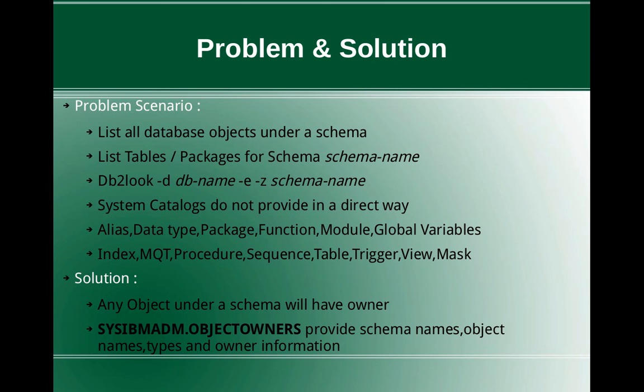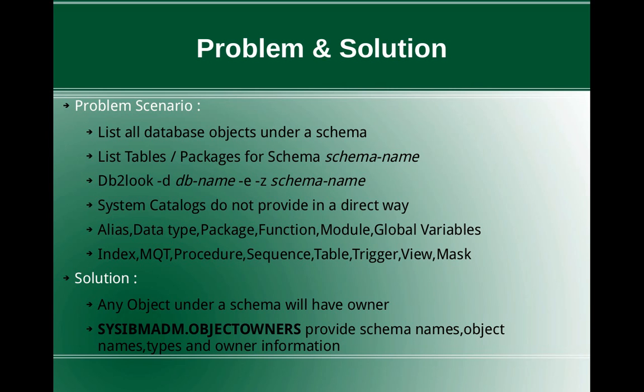So if you want to get this information from system catalogs, you will have to select from all the object tables, and you can use union and join the result set. But that is like a tedious process. The other option is to use the db2look command, db2look -d dbname -e -z schema name. This will create the create statements for you for the objects under the schema name. But again, it is a manual method, like you will have to extract the exact object names and the object types from the DDL or the output file. So there is no simple or direct way.